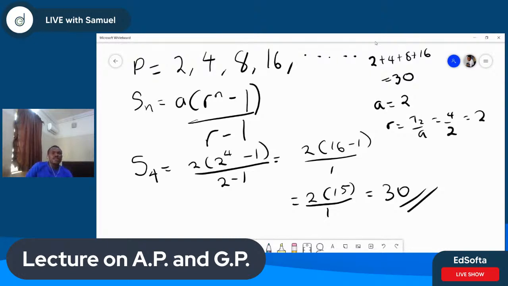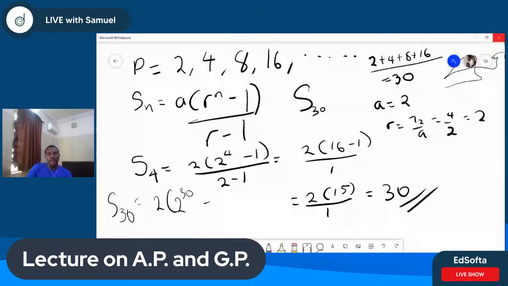If a situation arises where you are asked to find S30, you will not be doing it this way, listing all the members. You can't be listing all the members. You have to use what? Our formula. You just put S30 is equal to 2 into brackets 2 raised to power 30 minus 1 all over 2 minus 1. By the time you compute it on your calculator, you have your final answer.